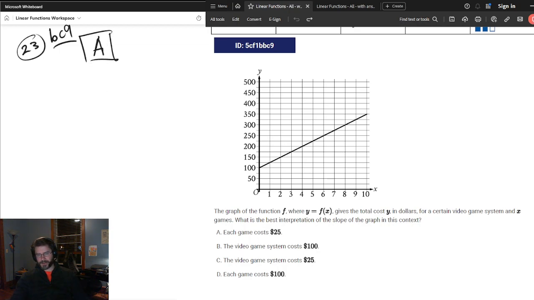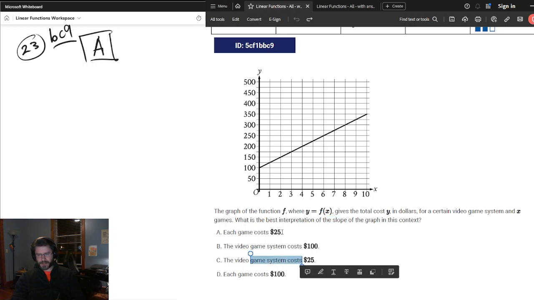Again, I didn't bother doing the math on that because we eliminated each of the wrong answers. Each game costs 25. I'm not going to calculate that. Move on. The video game system costs $100. That is true. That is the y-intercept. But they want to know the slope, not the y-intercept.